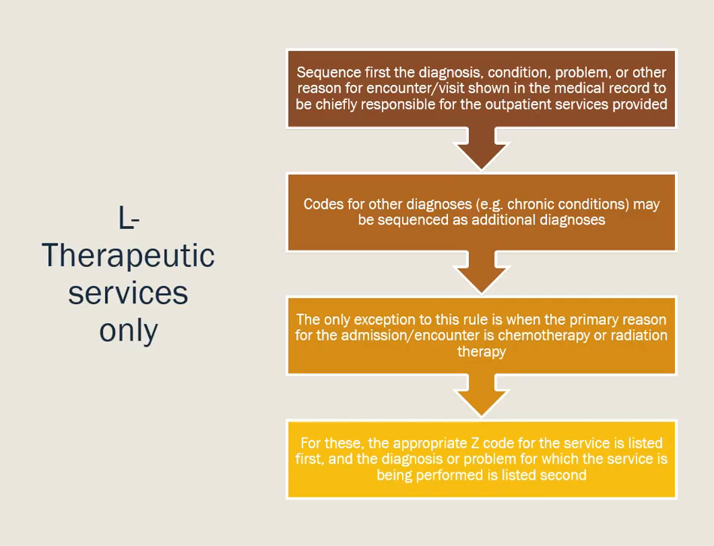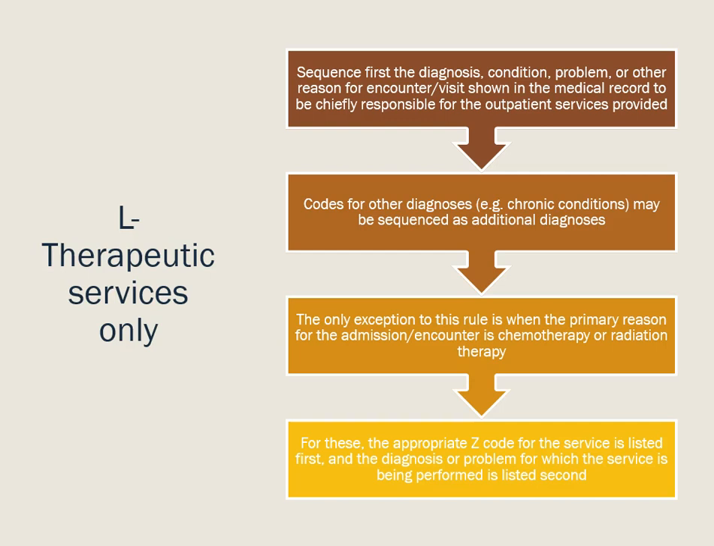Next up, we have Guideline L, therapeutic services. Now, therapeutic means therapy. So when a patient is arriving for therapeutic services, we are going to sequence first the diagnosis, condition, problem, or other reason for the encounter that is supported by the medical record. And of course, if the patient has any chronic conditions, those can be sequenced as additional diagnoses. There is an exception to this rule.